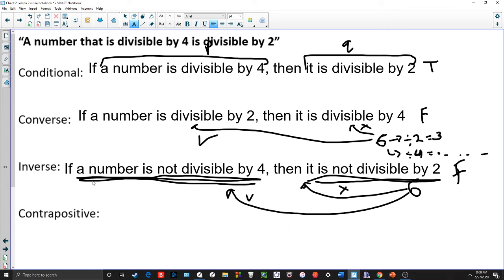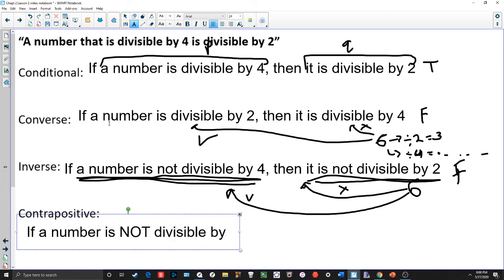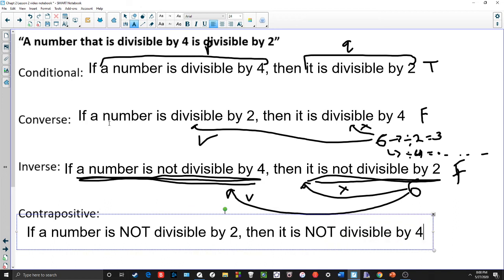And lastly, the contrapositive. Again, we know it's true because the conditional is true, and the contrapositive and conditional are always linked up. But the contrapositive, remember, is the flipped form of the inverse, or the negation of the converse. Let's negate the converse, because that usually is easier for me. The converse is the second one. So if a number is not divisible by 2, then it is not divisible by 4.